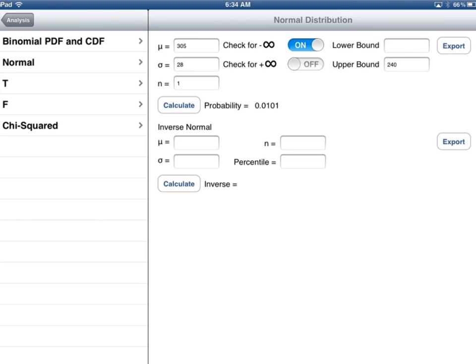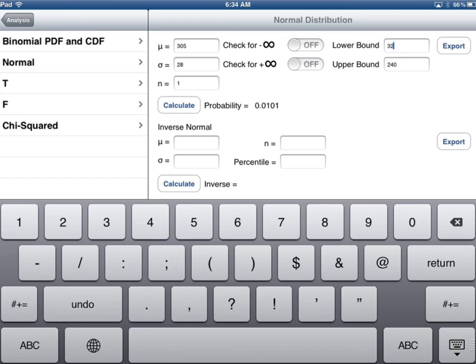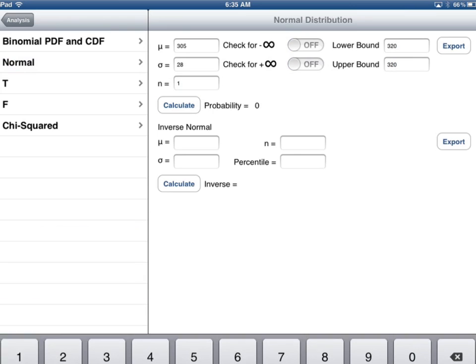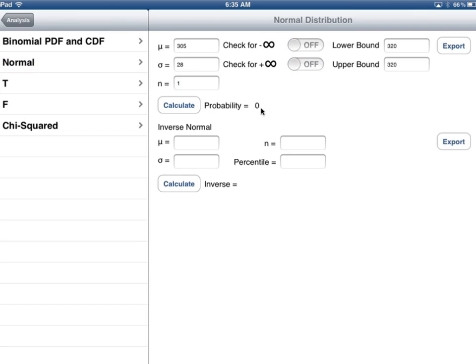And actually, if I go to TC Stats and get rid of that and make this 320, make this 320, calculate, it says seriously, and it gives you a 0.